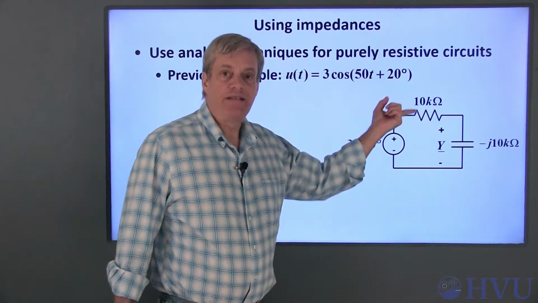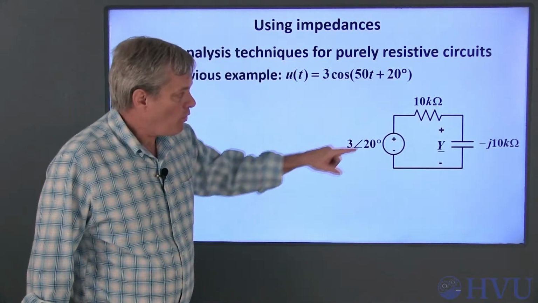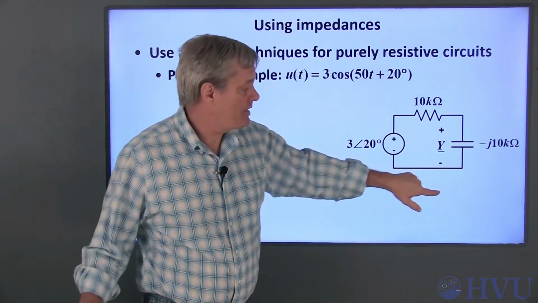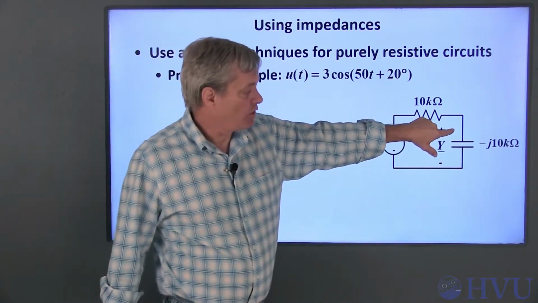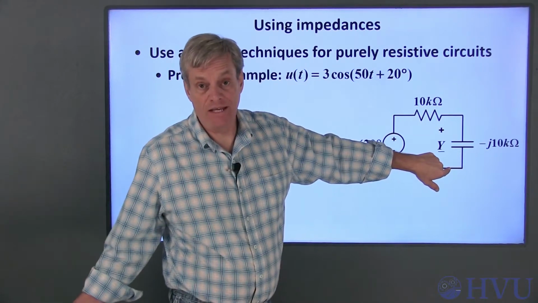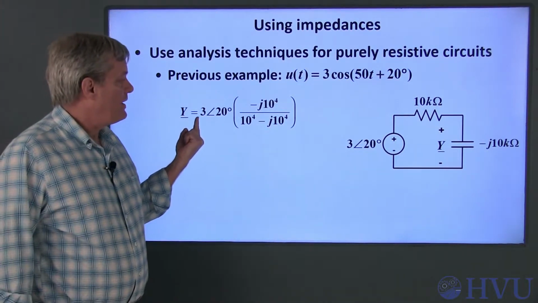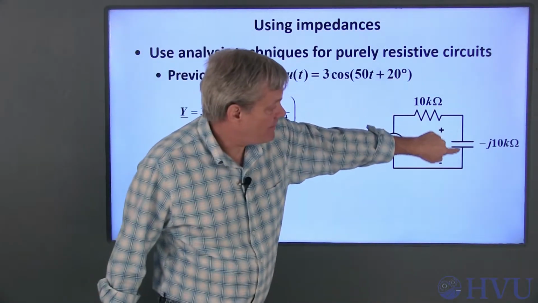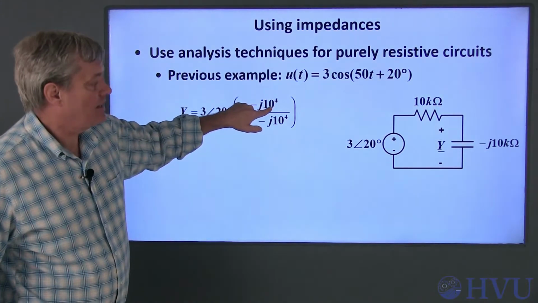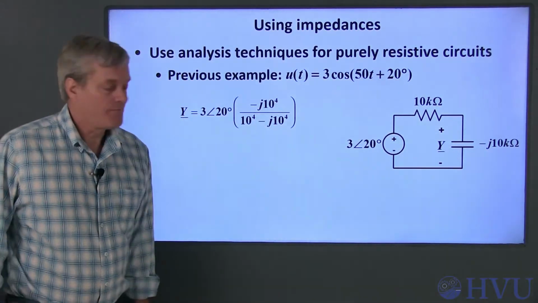We can now treat this circuit exactly as if these elements were resistors. We have two impedances in series. We know the total voltage across that series combination, and we're looking for the voltage across one of the impedances. We can use a voltage divider. So the phasor Y is the total voltage, 3 at an angle of 20 degrees, times this impedance, minus j times 10 to the fourth, over the sum of these two impedances.